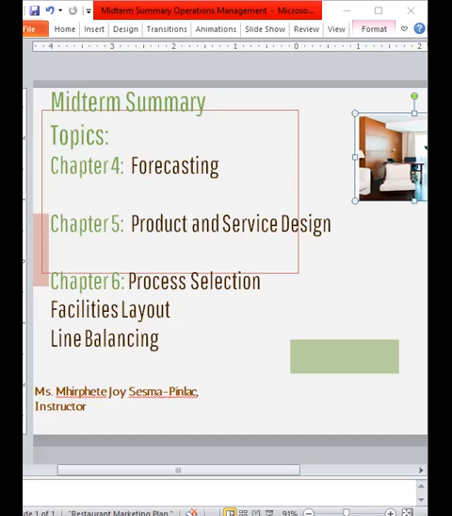Some of the elements of a good forecast are accuracy, timeliness, and meaningfulness.